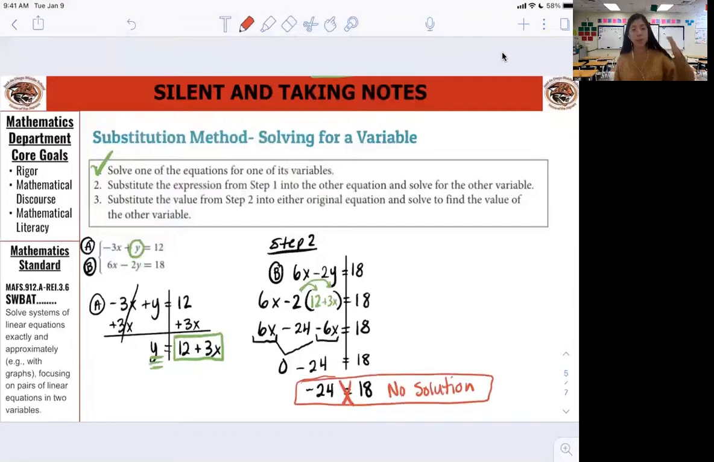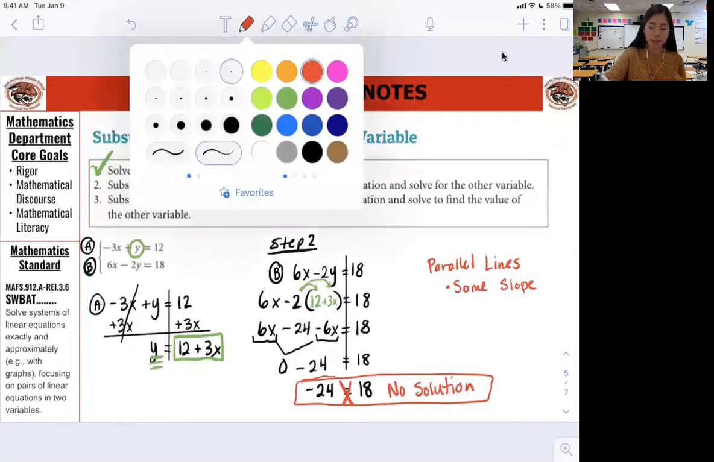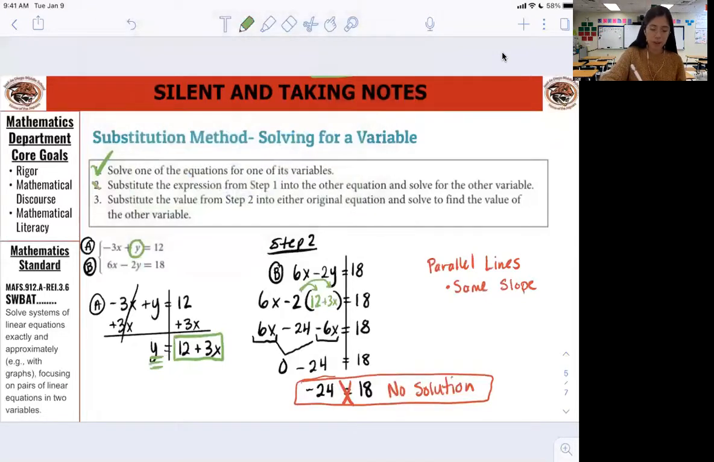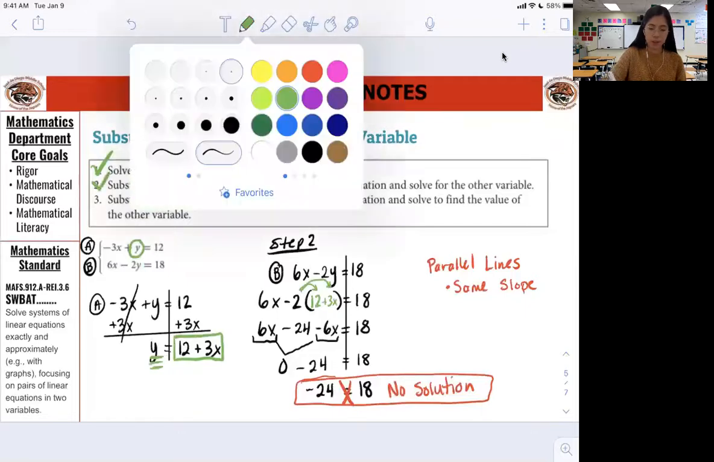Now, on a graph, what does that mean? That means that equation A and equation B are never going to meet up. That means that they are parallel lines. And parallel lines have the same slope. So that's what this is telling me, that these two equations are never going to meet. There's no way for them to touch. So that's why we have no solution.